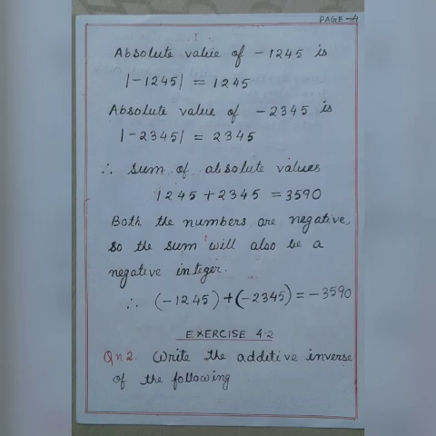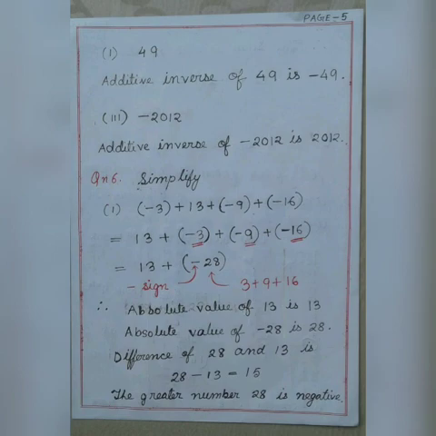Here I shall do some exercises from 4.2. Question number 2. Write the additive inverse of the following. So additive inverse of 49 is the opposite of 49, that is minus 49. Number 2, additive inverse of minus 2012 is the opposite of minus 2012, that is plus 2012.